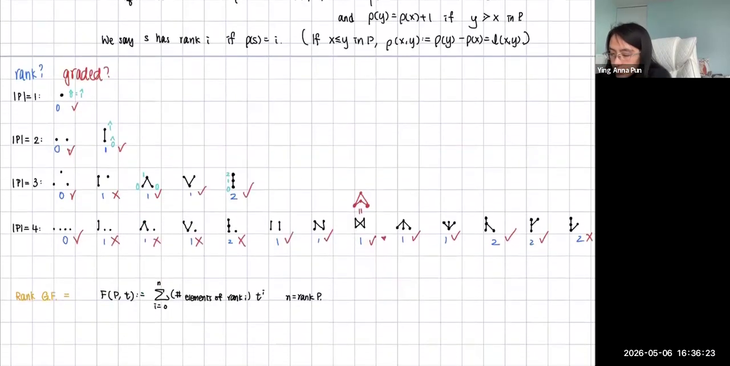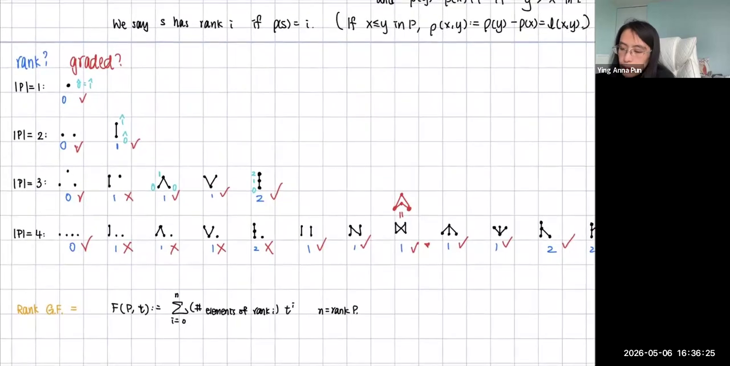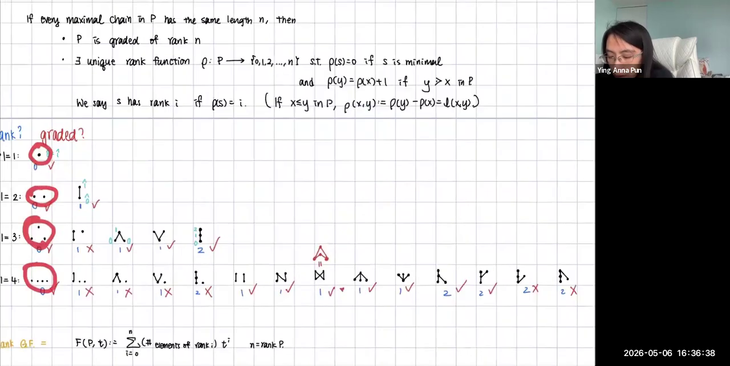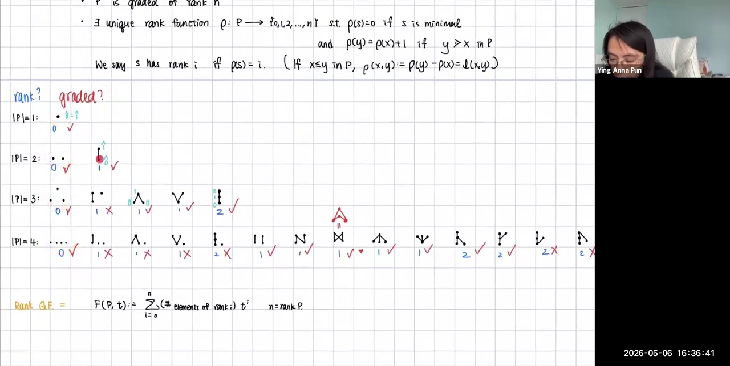So we did all these examples. You can see the rank of these elements. For example, these guys are rank 0. And then if you have something like this, you have rank 0, rank 1, rank 0, rank 1. This one is not graded, so I cannot have a rank function. But anyway, if you don't see this dot, then this one is rank 0, rank 1.